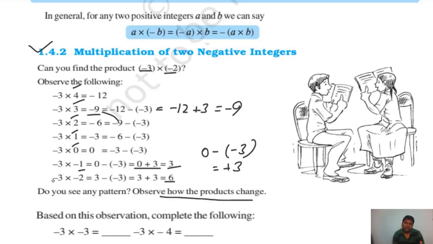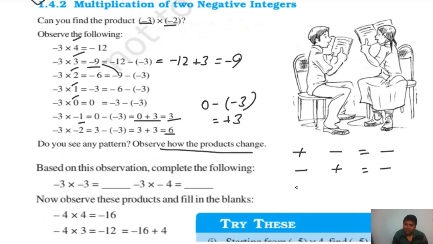That means when we multiply two negative numbers, the result is positive. When we multiply a positive number and a negative number, the result is negative. When we multiply a negative number and a positive number, the result is negative. But when we multiply a negative number by a negative number, we get a positive result. Based on the observation, complete the following: minus 3 into minus 3, how is it possible?